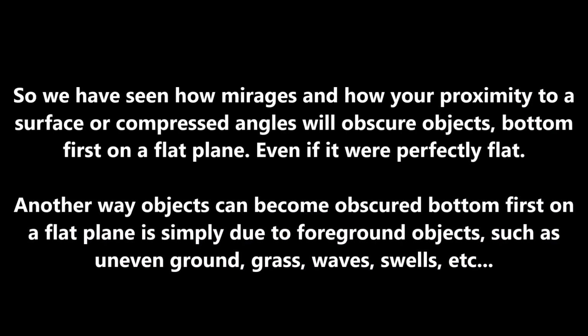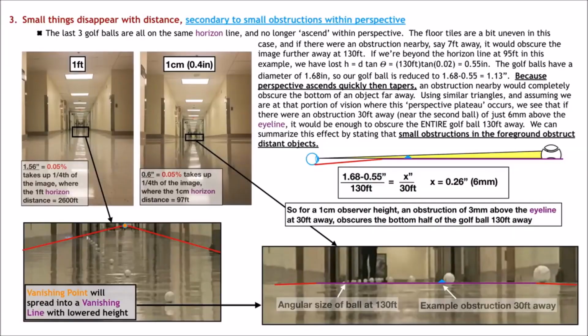So we have seen how mirages, and how your proximity to a surface or compressed angles will obscure objects, bottom first, on a flat plane, even if it were perfectly flat. Another way objects can become obscured bottom first on a flat plane is simply due to foreground objects, such as uneven ground, grass, waves, swells, etc. So now we're at secondary to small obstructions within perspective.